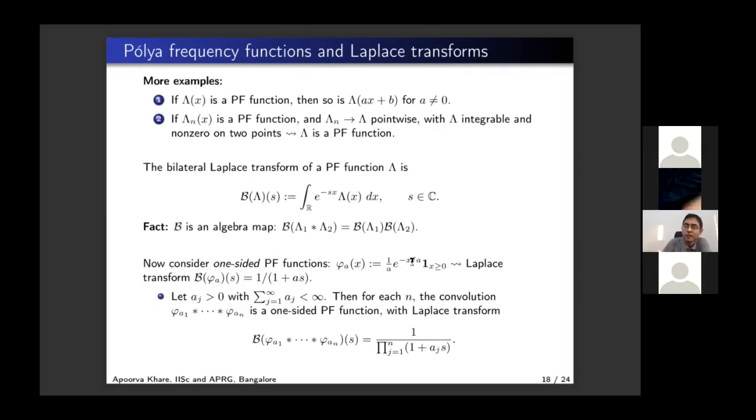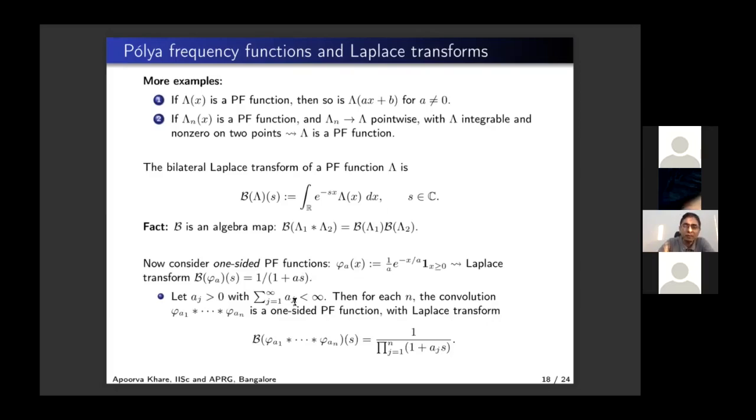The exponential density changed by origin, and for now it's just changed by scale. I will change it by origin on the next slide. Okay. So the Laplace transform of this Pólya frequency function, because for a equal to 1 it was a Pólya frequency function, and now I use lambda of ax, is 1 over 1 plus as. You can check this simple calculation.